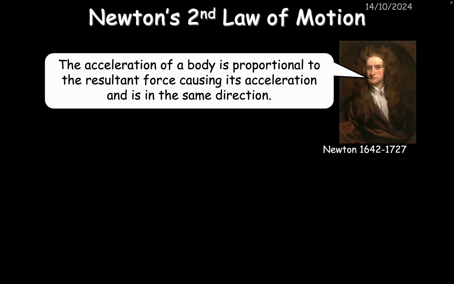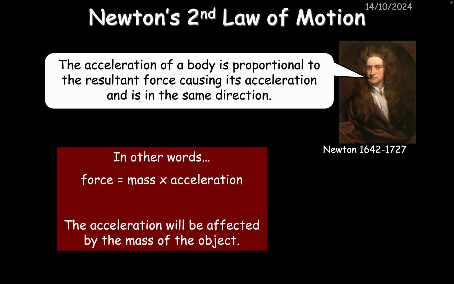Okay, so this is how it can be worded for Newton's second law of motion for a GCSE student. The acceleration of a body is proportional to the resultant force causing its acceleration, and the acceleration will be in the same direction as the resultant force. So, in other words, if you want to know the size of the acceleration, you can use Newton's second law mathematically, which is force equals mass times acceleration.